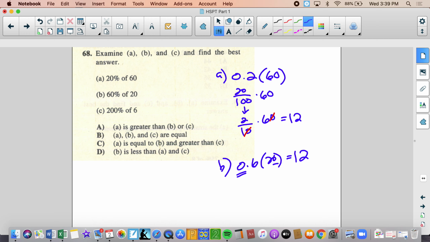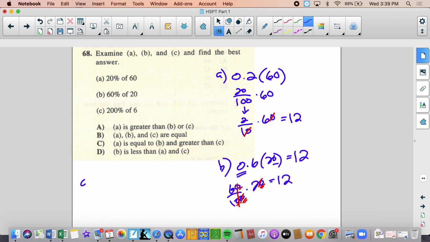Or you can multiply 0.6 times 20 off to the side. That's probably too much work. Or you can do 60% is 60 over 100 times 20. You again can cancel the zeros. This one's in the numerator, this one's in the denominator. This one's in the numerator, this one's in the denominator. They cancel. And then you're left with 6 times 2, which equals 12. So B is 12.